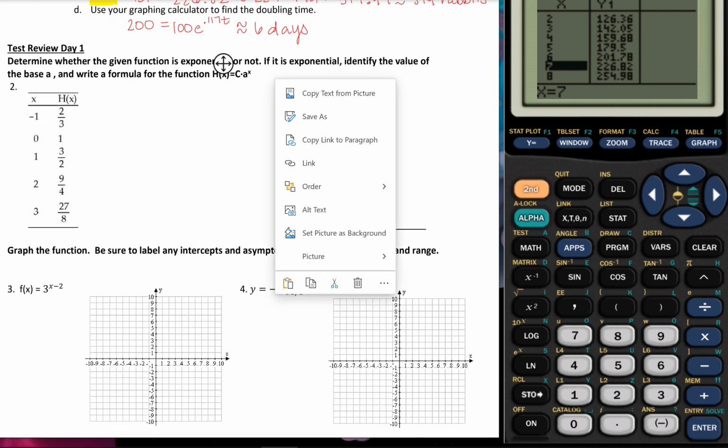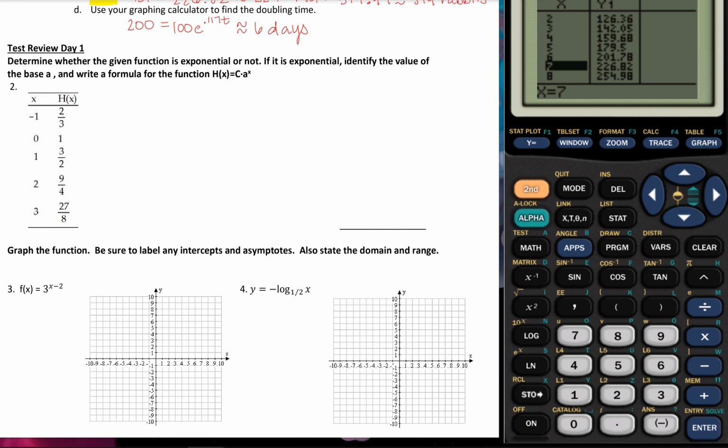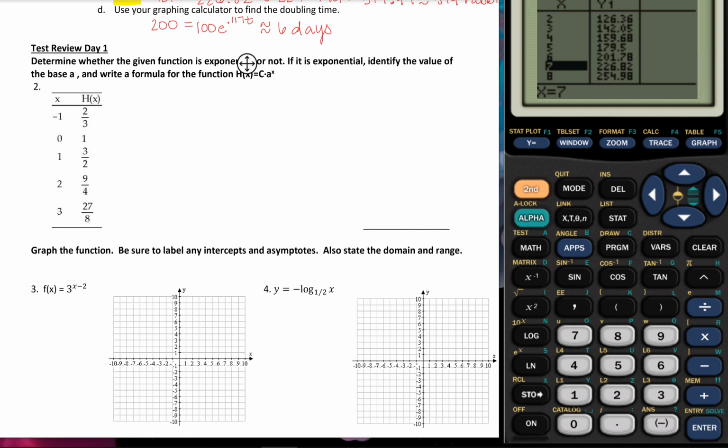All right, so now we're looking at question 2 for our test review. We're going to determine whether the given function is exponential or not. How do I know if it's exponential or not? Well, is it going up by multiplication or is it going up by addition?